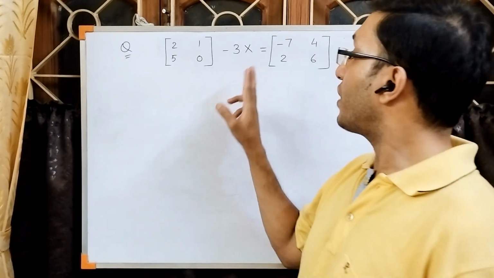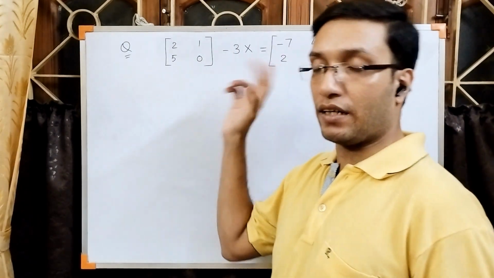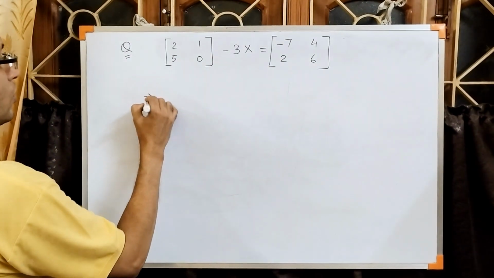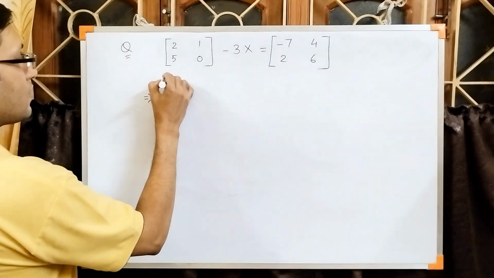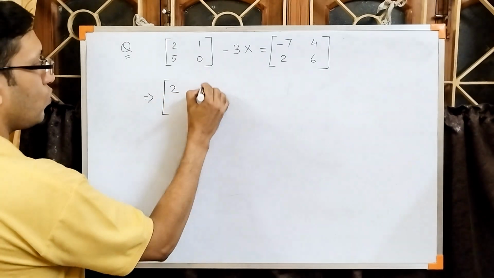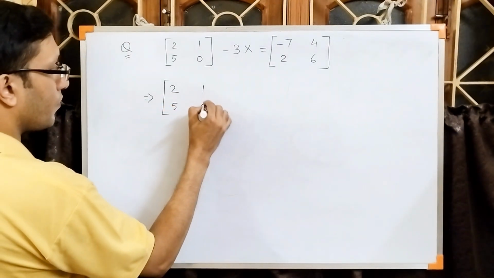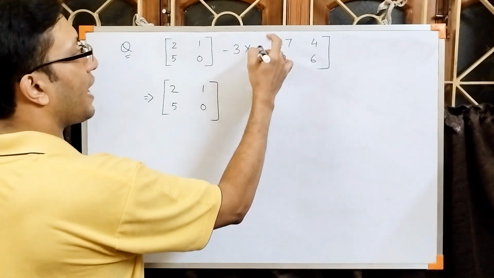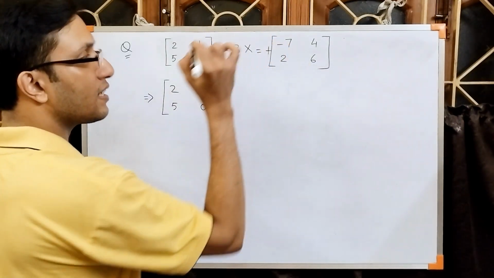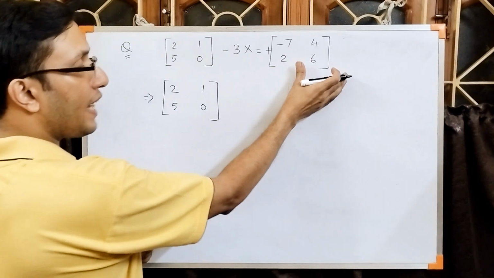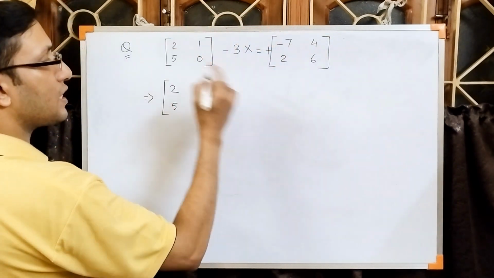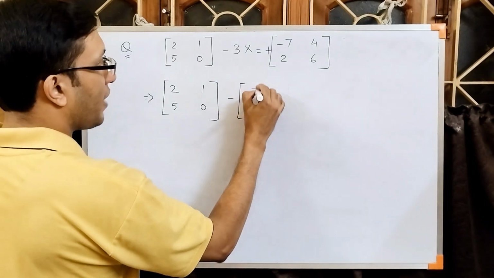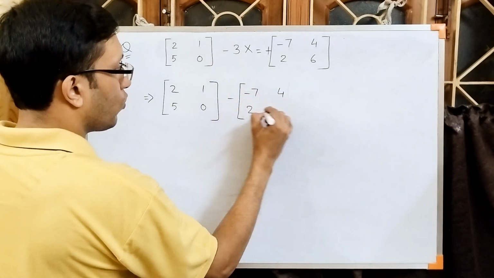Solve this in the sense we have to find out the value of this X, capital X. So what we do is we write this matrix as it is. 2 1 5 0. Now here we do not have any sign before this matrix. That means here there is a plus sign. If we transpose this matrix to the left side, this becomes negative and the elements remain same. That is minus 7 4 2 6.